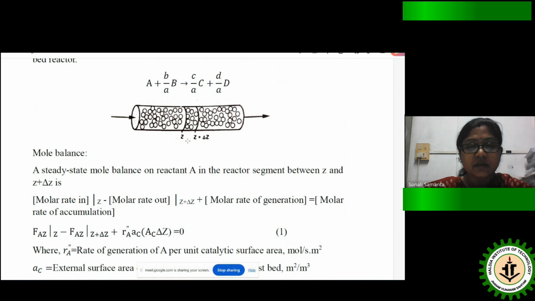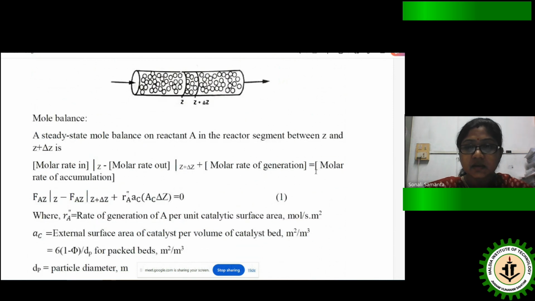Now, whenever we are trying to develop the mole balance to get the concentration profile, we have to consider that the process is a steady state process. When the process is steady state, the accumulation term will be zero. So this term, the molar rate of accumulation, will be zero. Here F_A at Z is the molar flow rate of species A at Z, and F_A out will be F_A at Z plus delta Z.